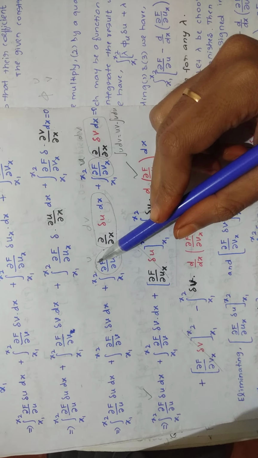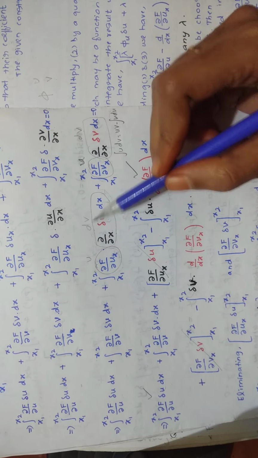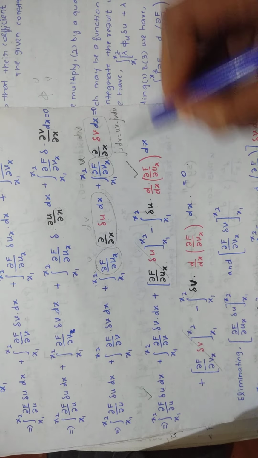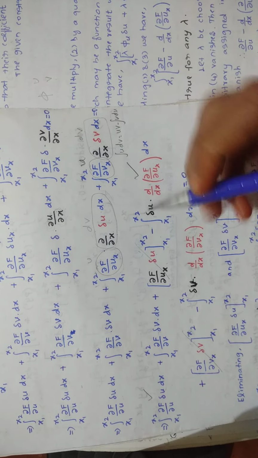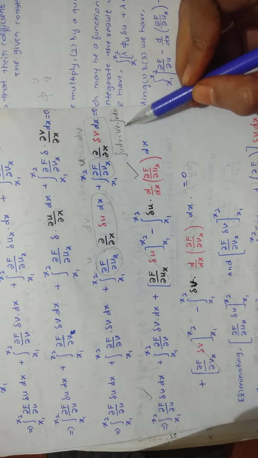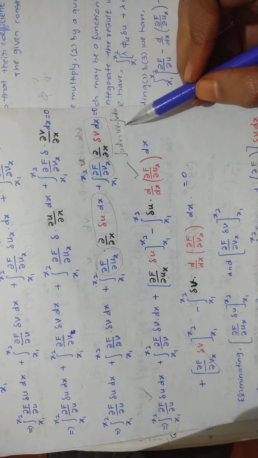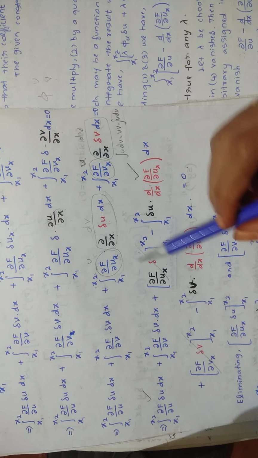You consider this as u and this as dv. Using that formula, you are going to integrate this. The formula I have written here, you can see that for reference.